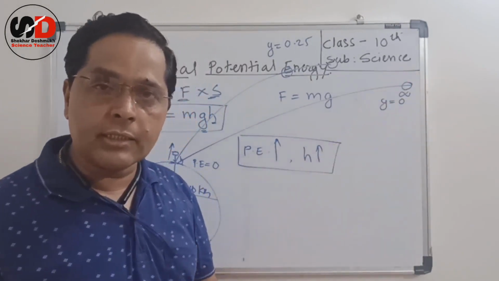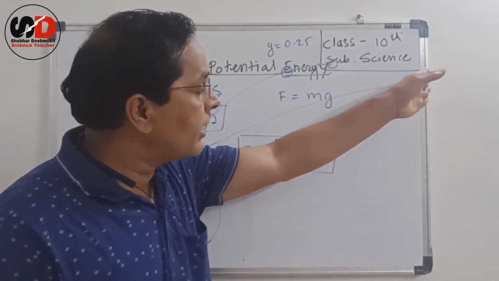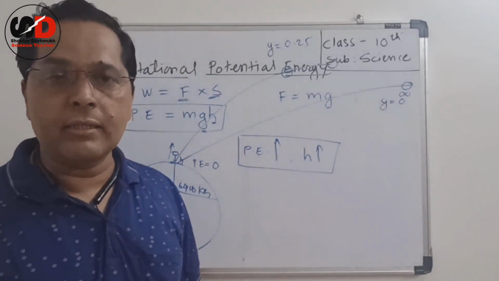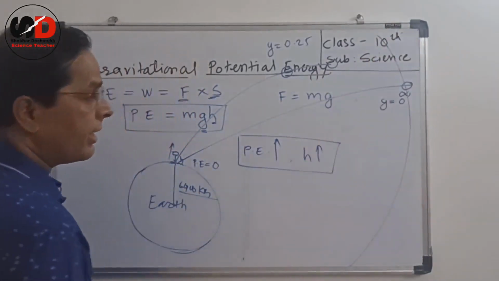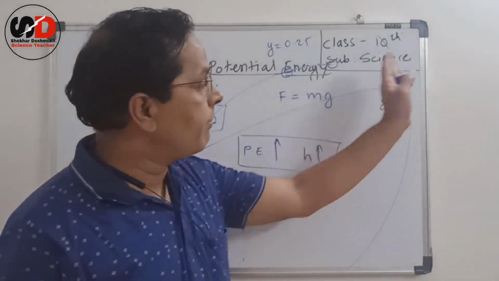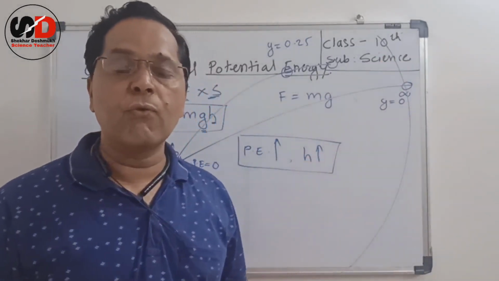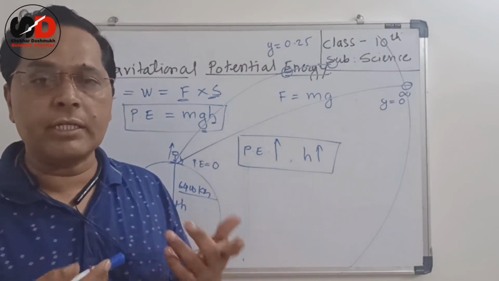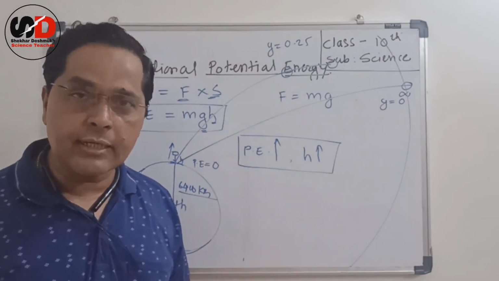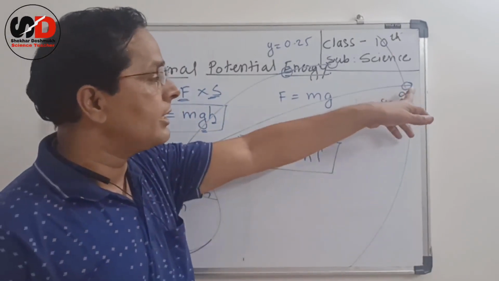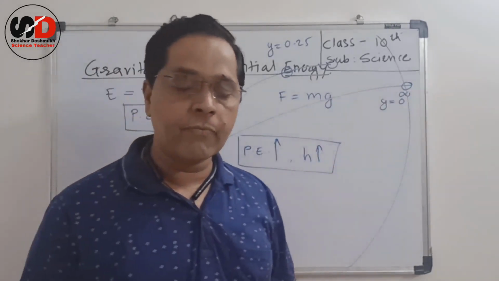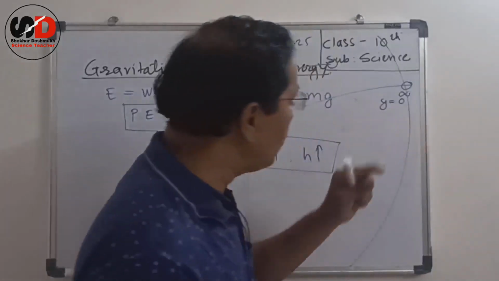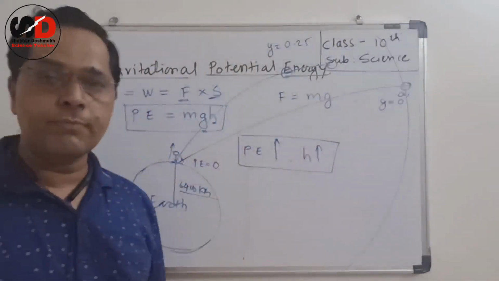It is the distance where the gravitational force doesn't act, because Earth's gravitational field is up to here only. After that, the gravitational force doesn't work. Therefore, there is no gravitational force, so there is no gravitational acceleration. And if gravitational acceleration is not there, then the value of g becomes 0 there. And if the value of g is 0, potential energy is 0.